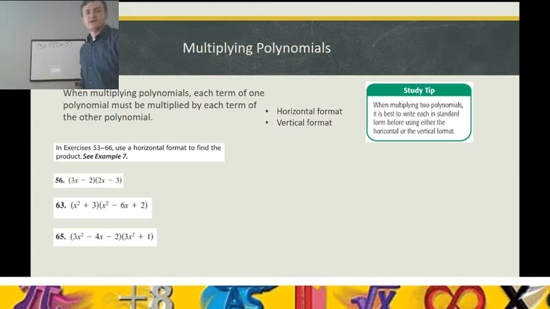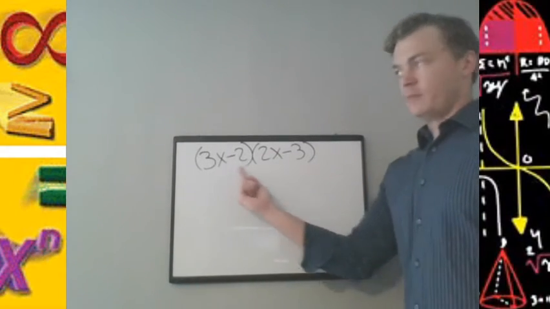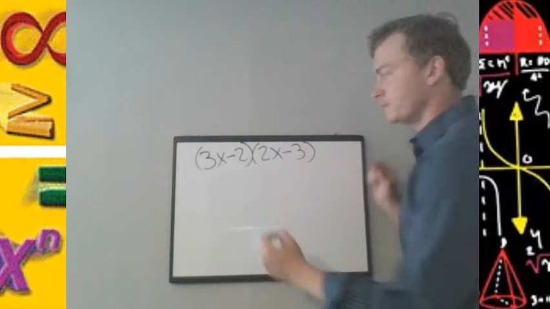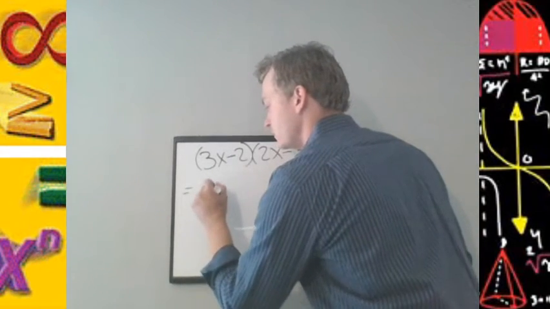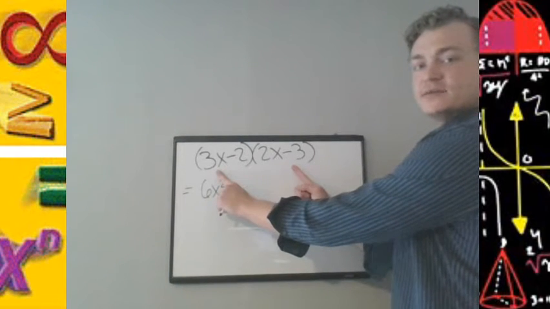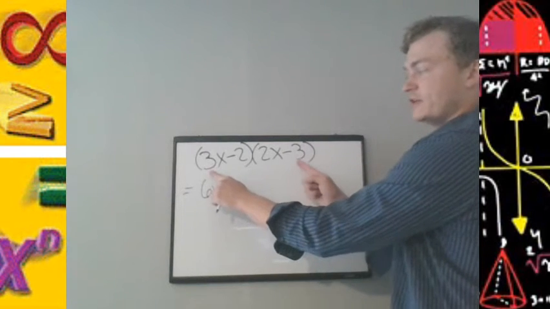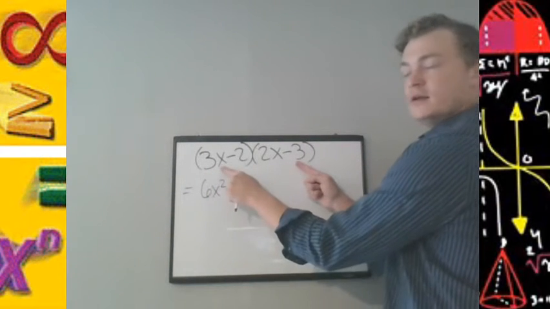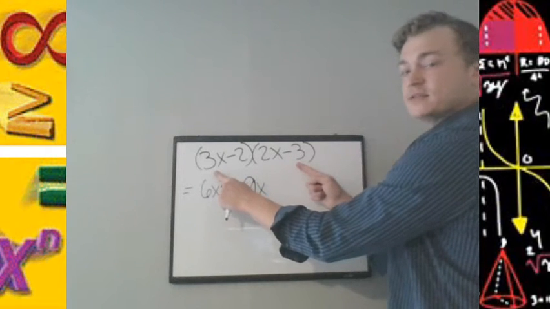3x minus 2 times 2x minus 3. Go to the full view. FOIL method. 3x multiplied 2x is 6x squared. Outside product, 3x times negative 3. Again, positive times negative is negative. 3 times 3 is 9. This factor of x here, multiplying, gives this a minus 9x.